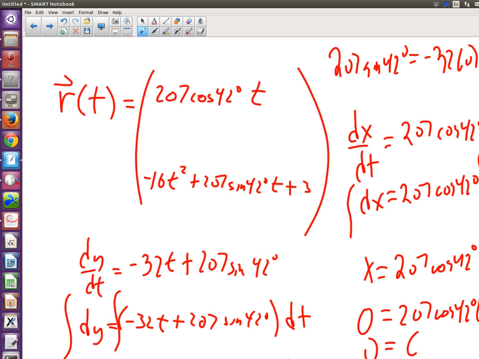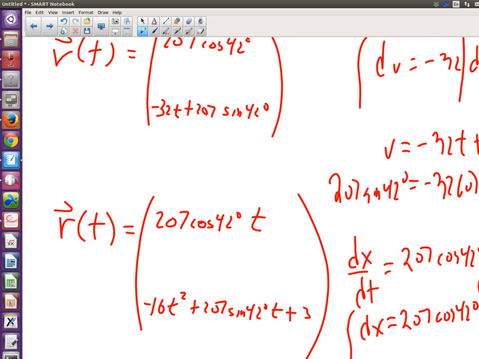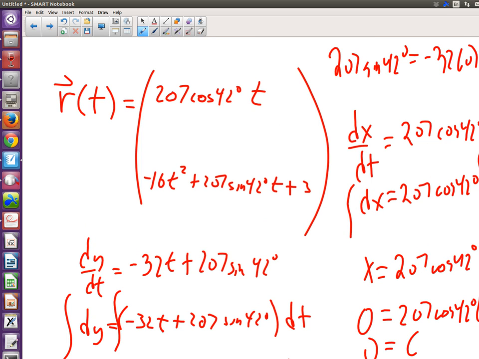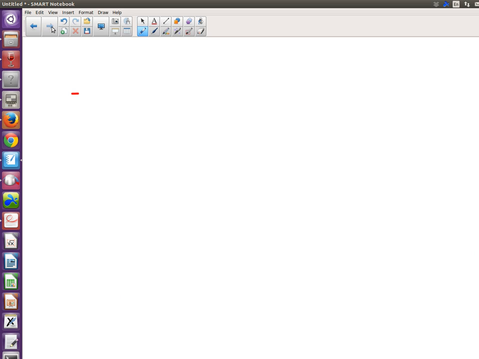So what do you do to figure out the maximum height? Set the velocity equal to 0, but which component? The y component. We're going to set that equal to 0, solve for t, and then plug it into this and figure out the maximum height, and where it occurs in the x component, if you want. So we're going to set the vertical component of the velocity, negative 32t plus 207 sine 42, equal to 0. And so how do you get t?